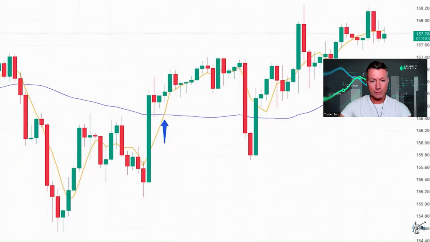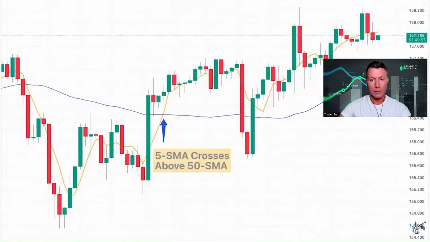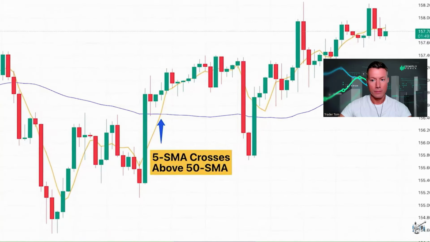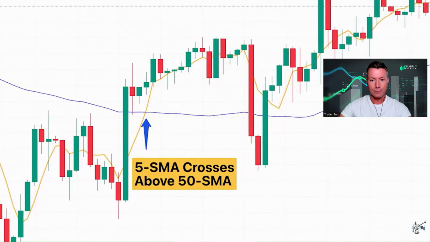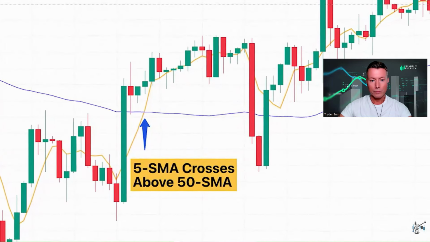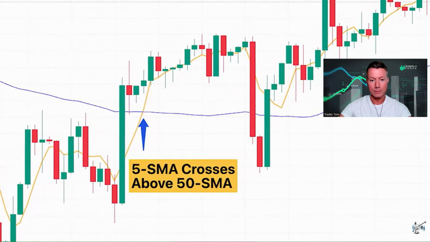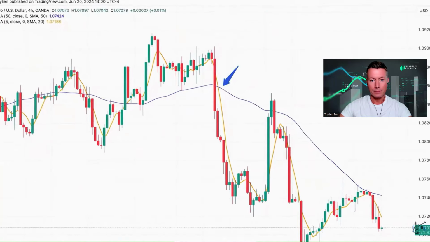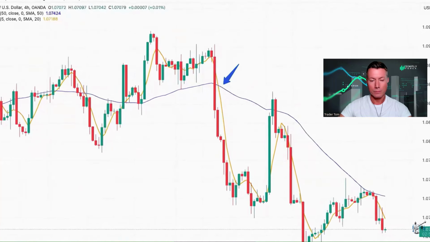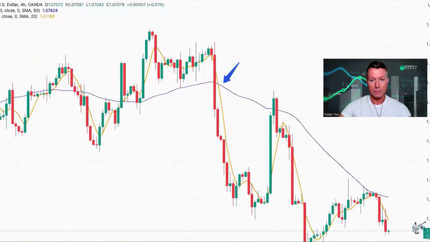So when the 5 SMA crosses above the 50 SMA, like you see in this dollar-yen chart, it means that the short-term trend has turned positive, and you should be looking for opportunities to go long, but there's a little wrinkle that I will share later. Meanwhile, when the 5 SMA crosses below the 50 SMA, as you can see in this euro-dollar chart, it means that the short-term trend has turned negative, and it's time to look for opportunities to go short.